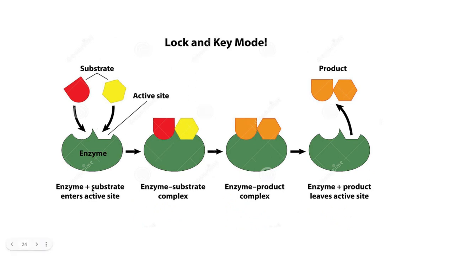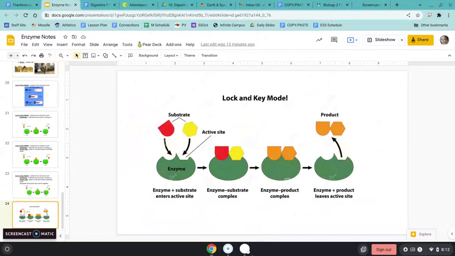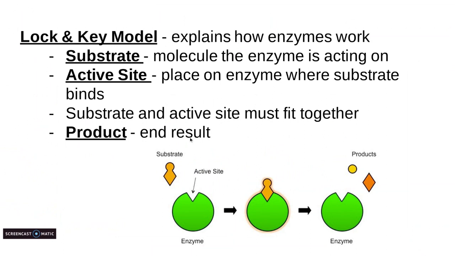Here's another example, right? So our key here, there's two keys. You got to put them both into the keyhole, the active site. All right. And then eventually, right, they're going to form our product. Our product, our end result.